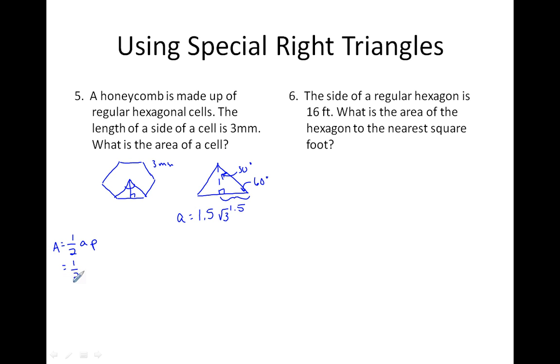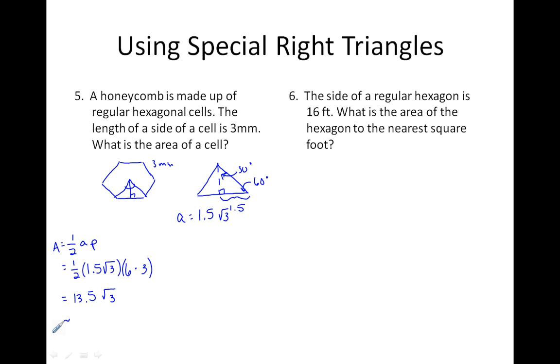So we have 1/2 times the apothem, which is 1.5 times the square root of 3, times the perimeter, which is going to be 6 sides times 3 millimeters on each side. When we put that into our calculator, we want to multiply all of the numbers outside the radical, so 1/2 times 1.5 times 6 times 3, we get 13.5, and then we have the number under the radical. This is the exact answer.